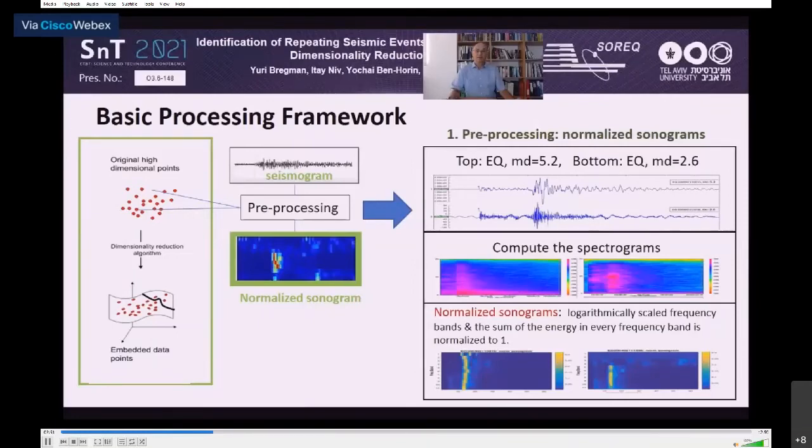First, we apply spectrograms, but we can see that the energy distribution by frequencies is quite different. Then we compute normalized sonograms where the logarithm scale frequency bands are applied and the amplitudes are normalized in every frequency band. So we receive 2 images which are quite similar, although the original amplitudes were quite different.